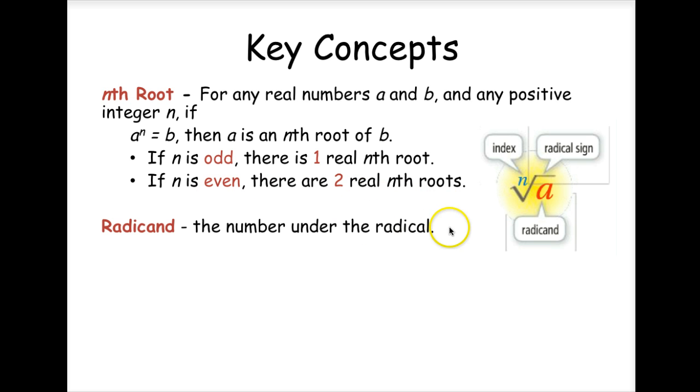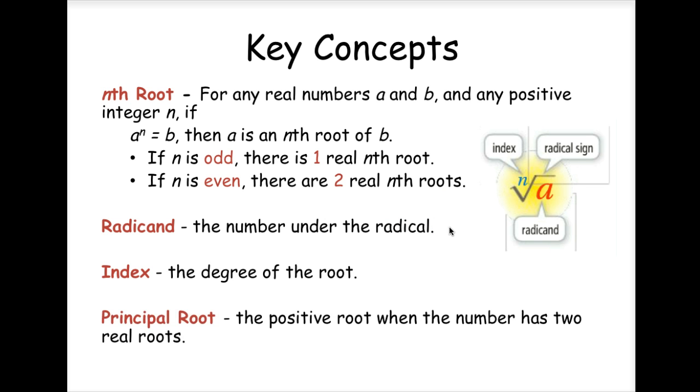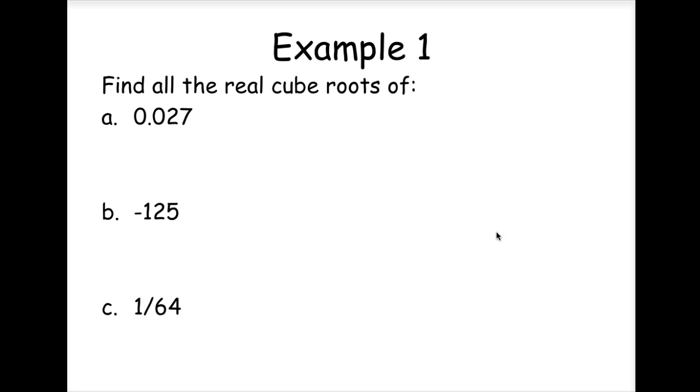The radicand is the number under the radical, the index is the degree of the root, and the principal root is the positive root when the number has two real roots. So if there's an even index, if you've got a 16 here, it would be positive and negative 4. The principal root would just be the positive 4.